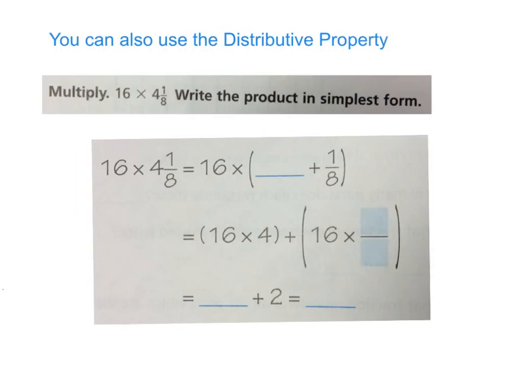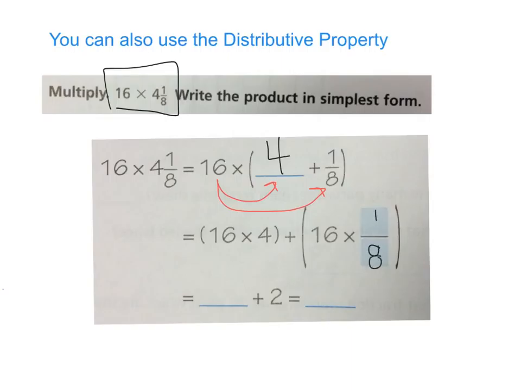I want you to write in your notebooks, we're multiplying 16 times 4 and 1/8. Write it down. And we're going to use the distributive property to help us solve it. Okay, so 16 times 4 and 1/8 is the same thing as 16 times what plus 1/8? Colin? 4. Go ahead and write this down. Now, of course, we have to distribute the 16 to both the 4 and the 1/8. So that's equal to 16 times 4 plus 16 times 1/8.